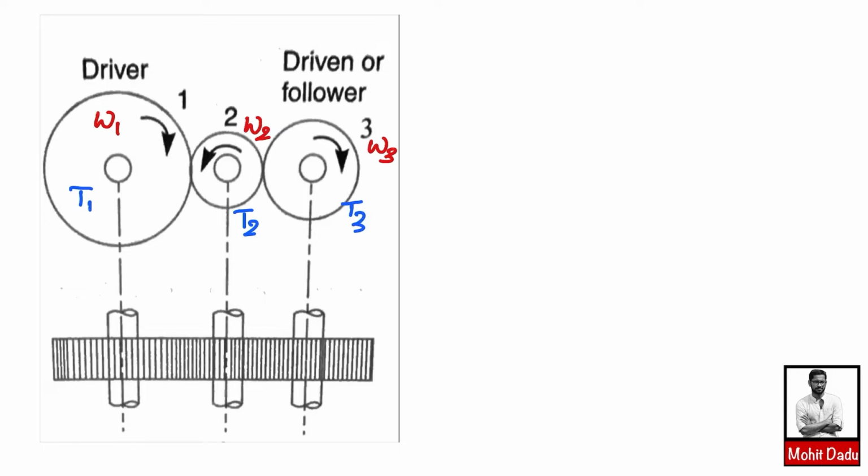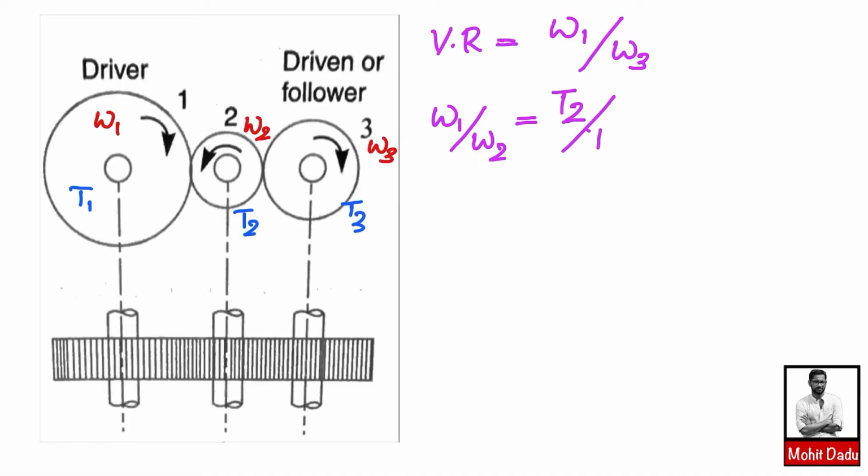The velocity ratio is simply the ratio of the angular velocity of the driver, that is gear 1, to the driven, and the driven is the final gear, which is gear 3. So omega 1 by omega 3 is the velocity ratio, and we will be finding it for this one. Gears 1 and 2 are in mesh, so you can calculate omega 1 by omega 2, which can be related to the number of teeth as t2 by t1. Similarly, gears 2 and 3 are in mesh, so you can calculate omega 2 by omega 3, and this will be equal to the number of teeth t3 divided by t2.